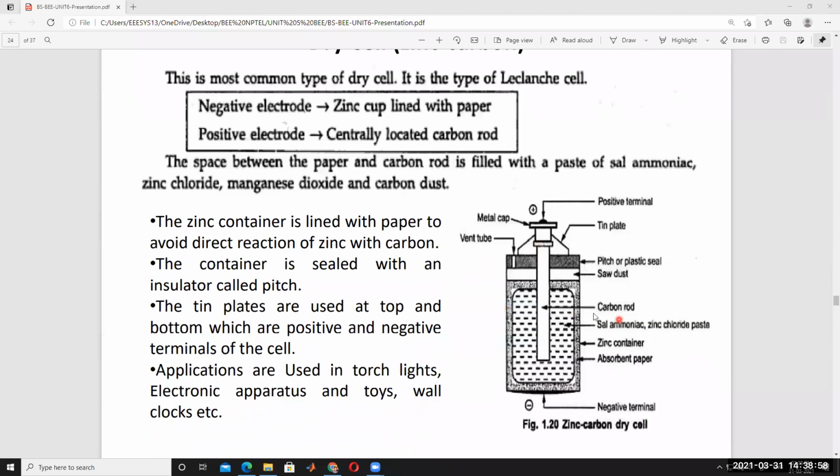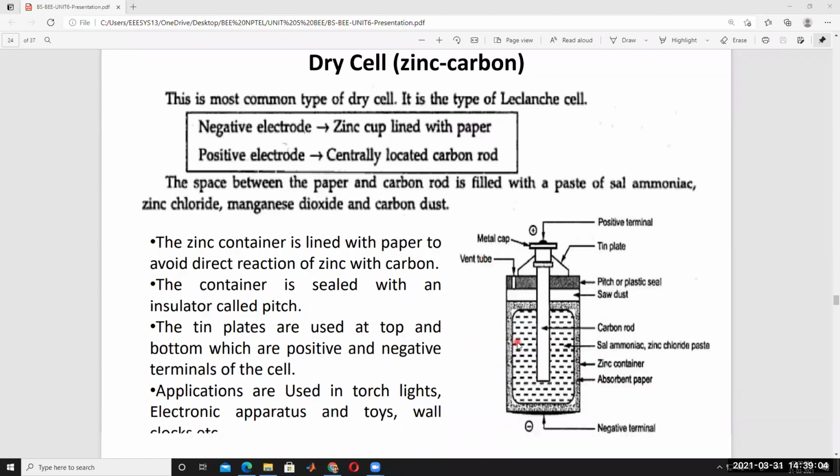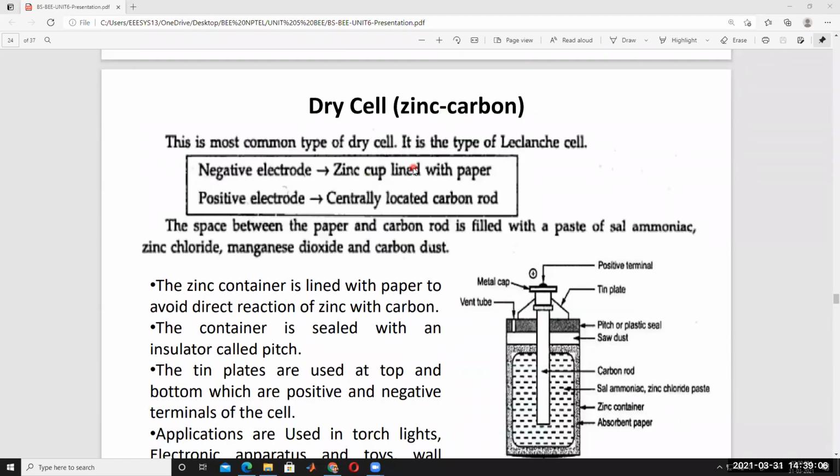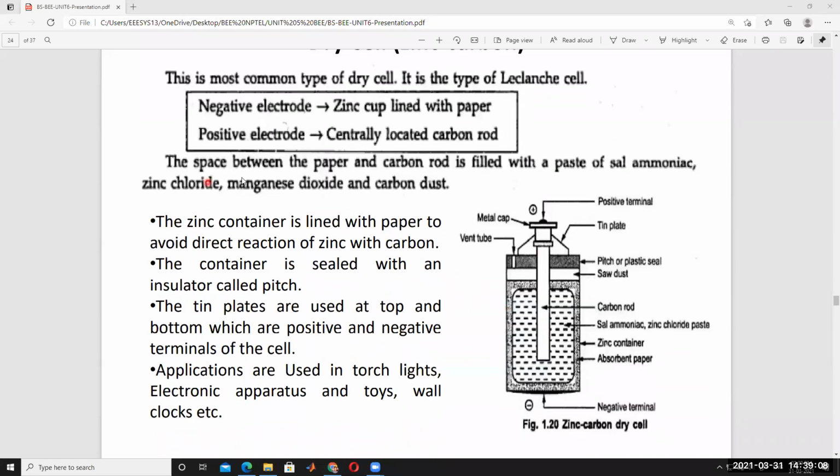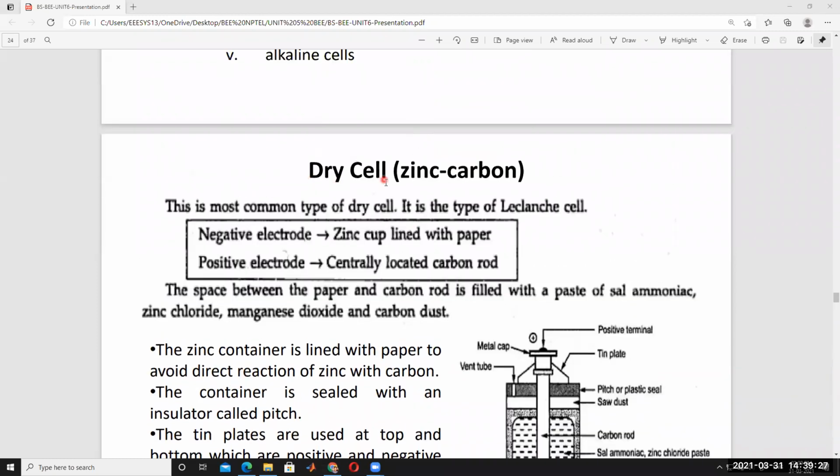So this is the diagram of this zinc carbon dry cell. The space between the paper and carbon rod is filled with a paste of ammonium zinc chloride, manganese dioxide, and carbon dust. So like this. Okay, so this is a dry cell.